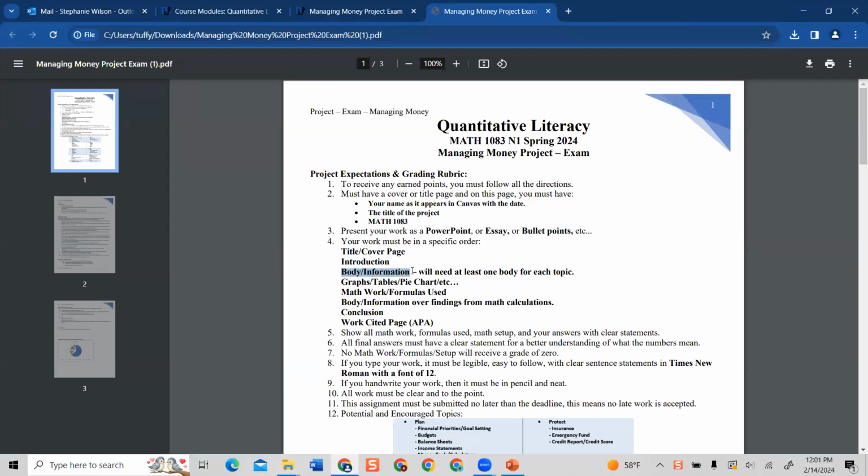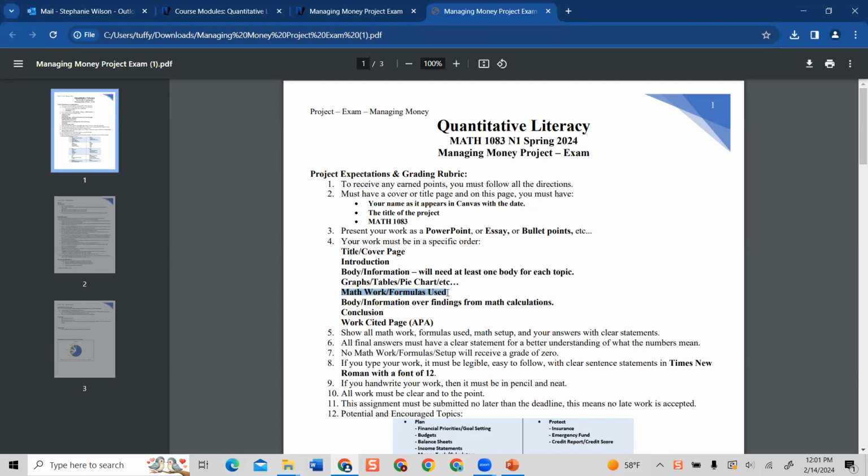Introduction: you're going to introduce, and I will go over that in a little bit. You're going to have bodies of information, and you're going to have more than one topic, so more than one body. You're going to do a graph, table, or a pie chart. You're going to have your math work and formulas used. You had section 1, 2, 3, 4 assignments, and in each one of those you did math work. That's the math work I'm wanting. So make sure every bit of it is labeled correctly and easy to follow and read.